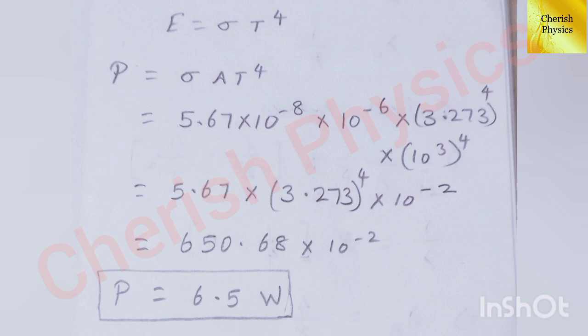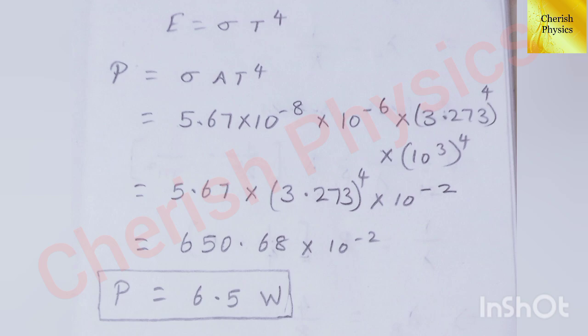Hence, P equal to sigma A into T to the power 4. Substitute the values. 5.67 into 10 to the power minus 8 into 10 to the power minus 6 is area, that is surface area, and the temperature can be written as 3.273 into 10 to the power 3. Separately, I have applied the power 4. We get 5.67 into 3.273 the whole power 4.